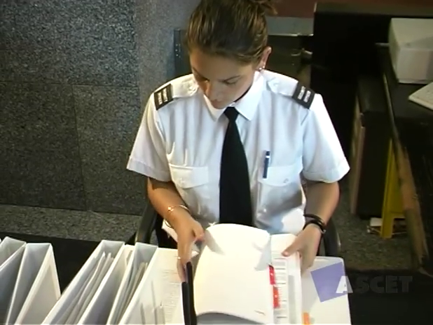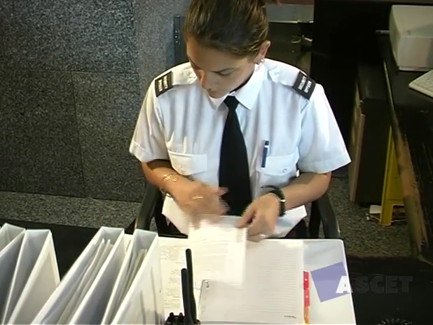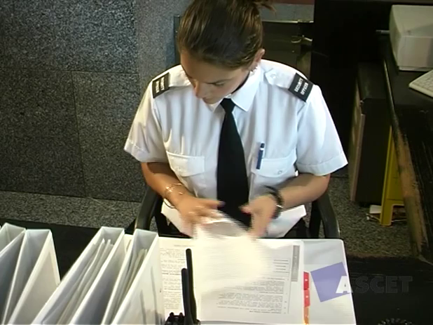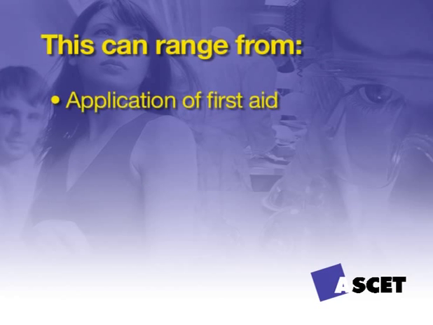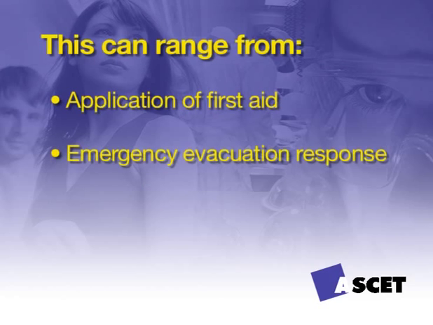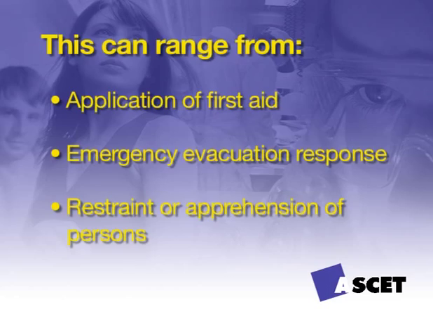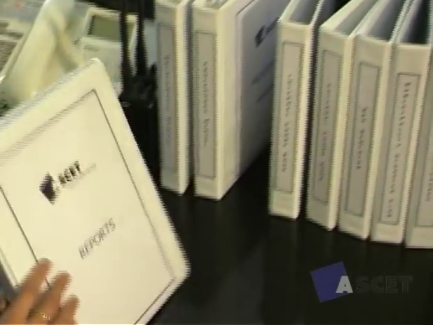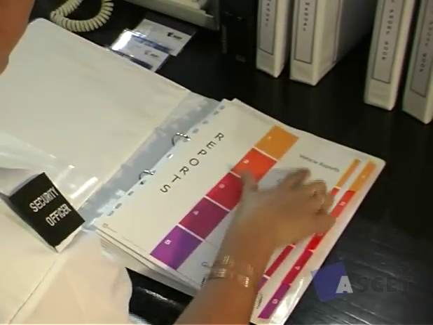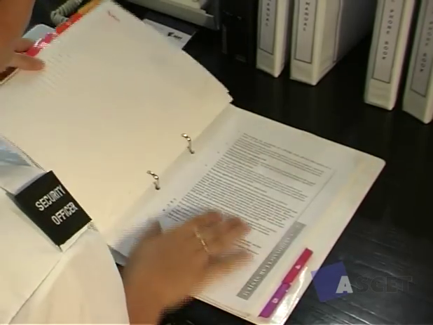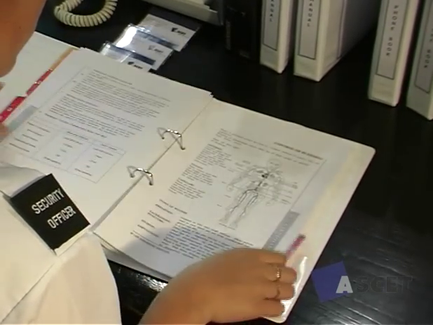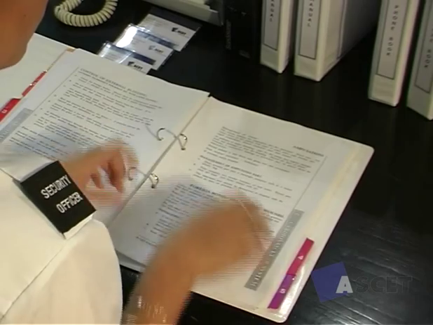Your workplace will have specific procedures and documents for reporting OHS information. This can be anything from application of first aid, emergency evacuation response, or restraint and apprehension of persons. In the event of an OHS incident, you must be aware of what procedures and accompanying documentation you must complete. Make sure you're familiar with any additional requirements of your workplace.